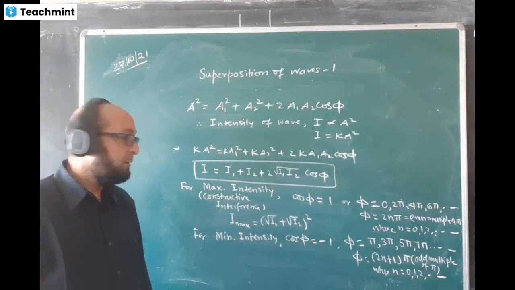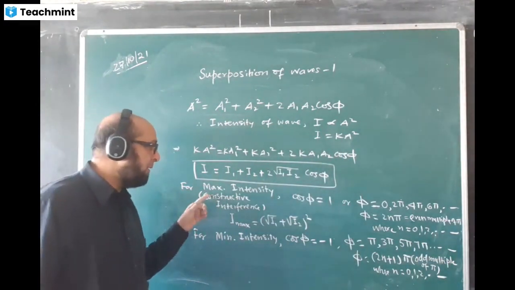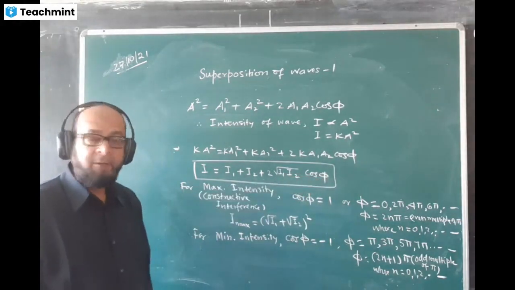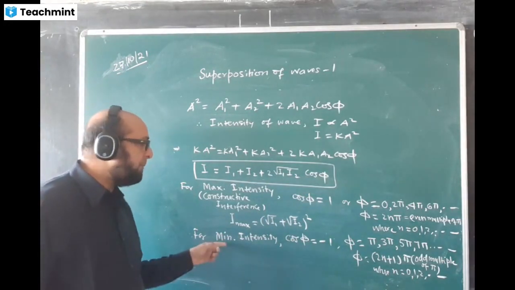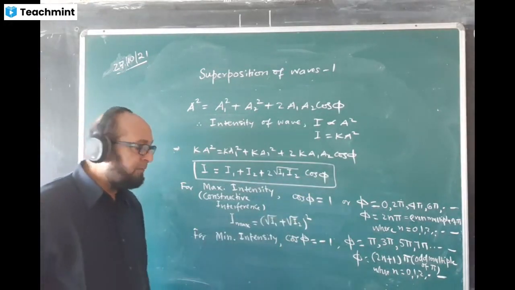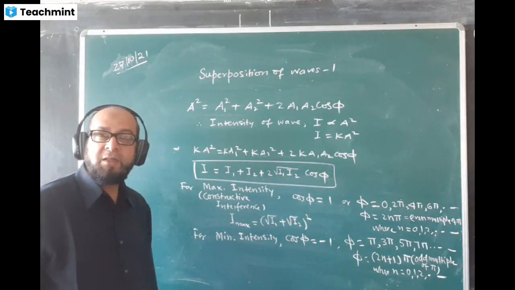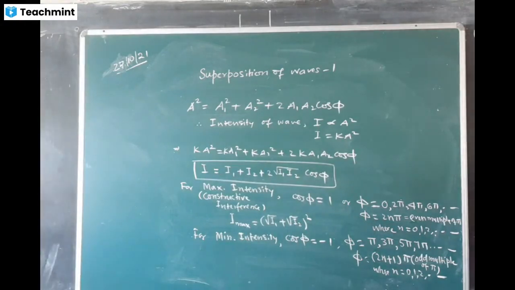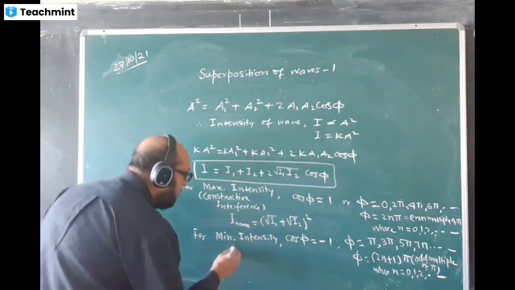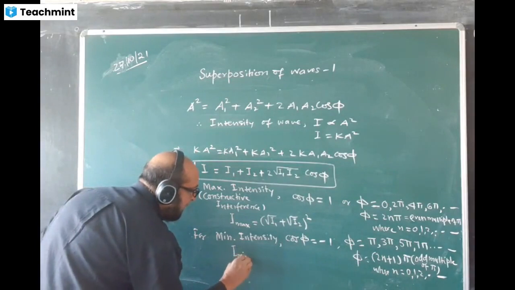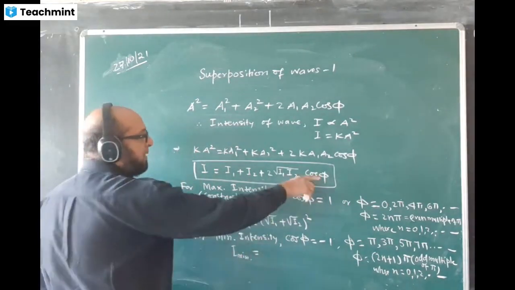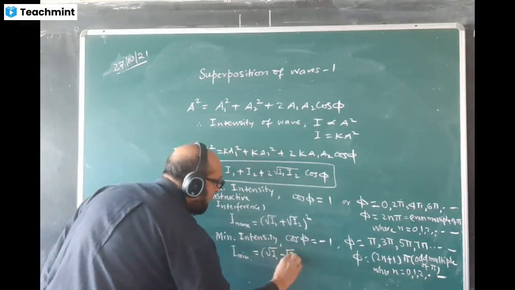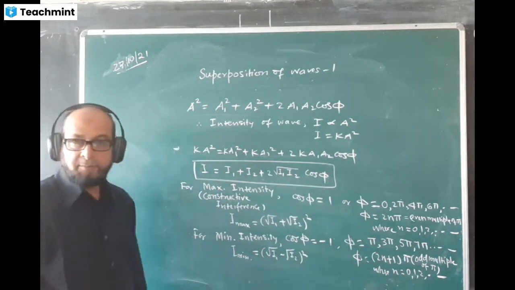When do we get the intensity maximum, or maxima? When phi is an even multiple of pi. And when do we get minimum? When phi, that is the phase difference, is an odd multiple of pi. Now what is the value of the minima, I min? If you put minus 1 here, it becomes root I1 minus root I2 whole square.